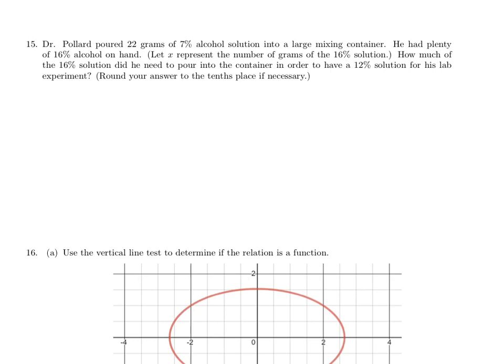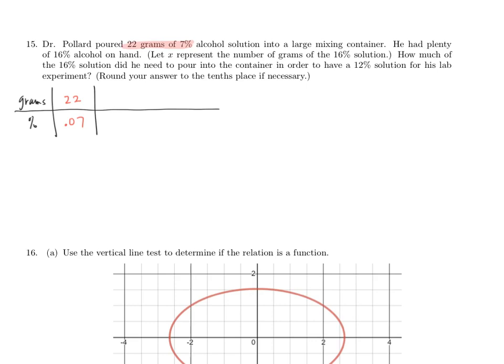So let us make a chart in order to get our information together. What I want to do is keep up with how many grams were used for each percentage solution, for each alcohol solution. The first thing I see is 22 grams of 7% alcohol. So that's the first thing I'm going to enter into my chart. There was 22 grams used of the 7% alcohol. I'm going to write my 7% as a decimal because that's what I'm going to have to use when I write my equation.